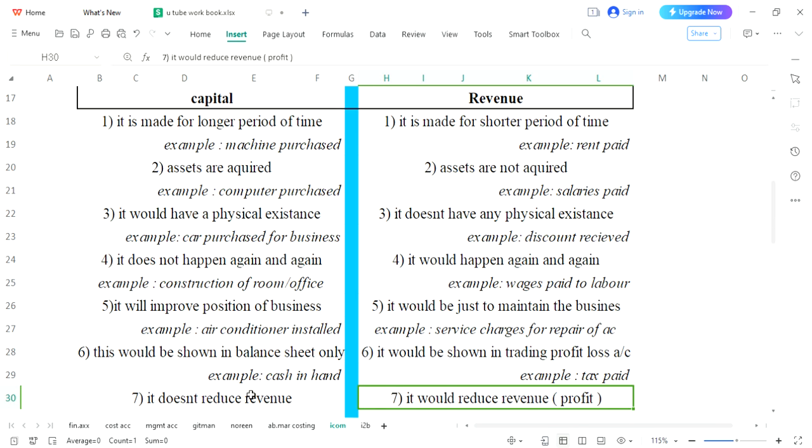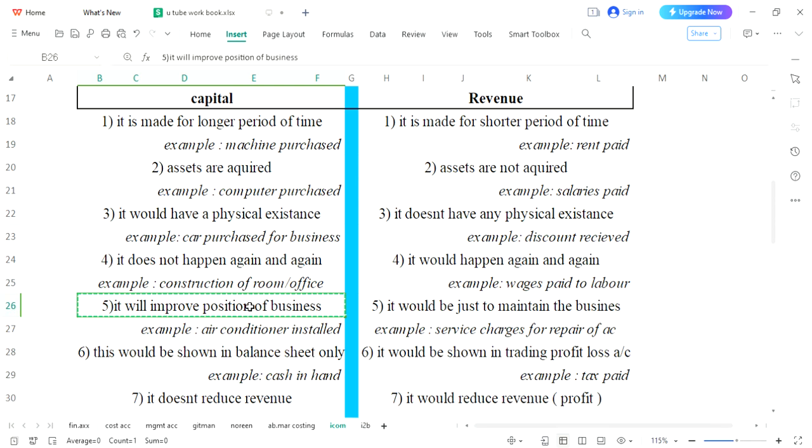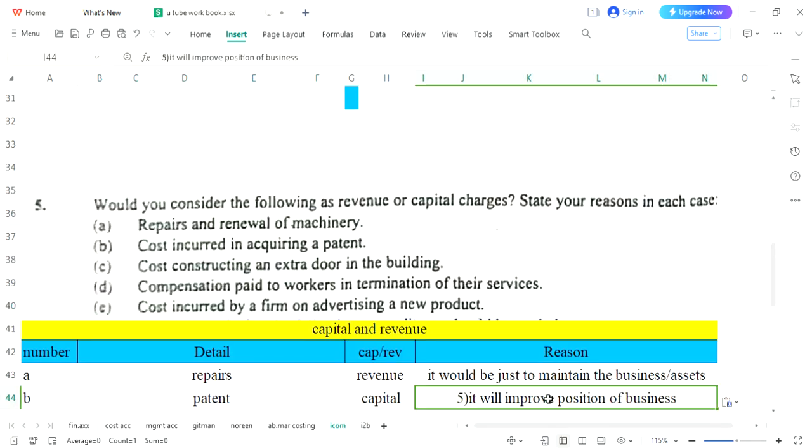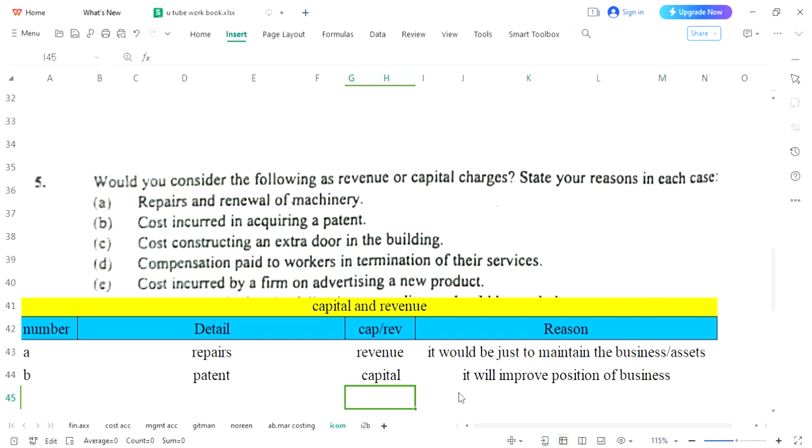You may call it asset is acquired. It would be for a longer period of time, yes. And it does not happen again and again, yes. It will improve the position of the business, yes. We are taking it. It will improve the position of the business. When you have your trademark registered, when you have your patent registered, it would increase your business value.